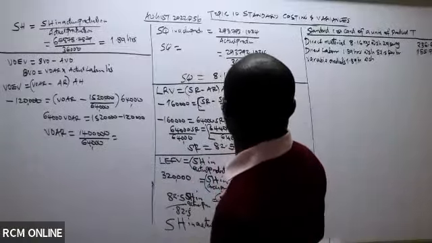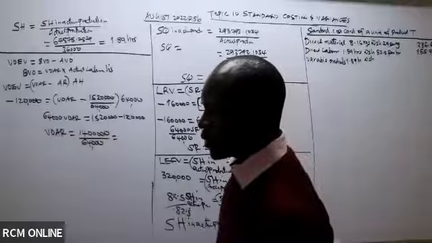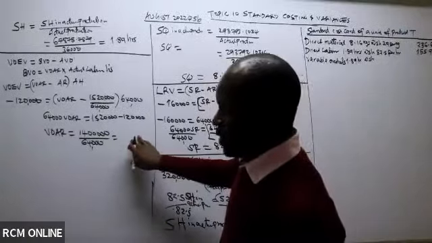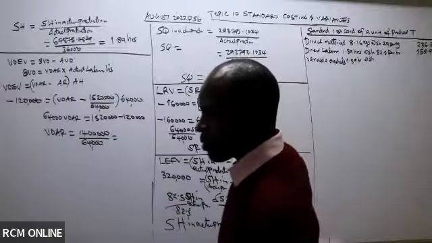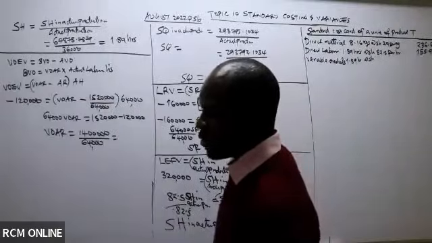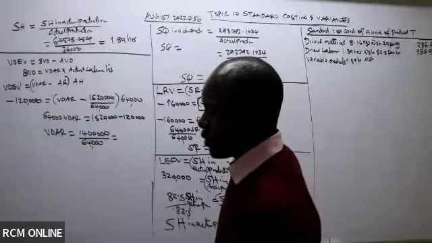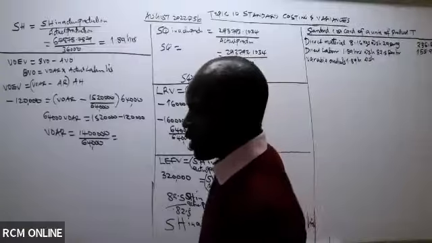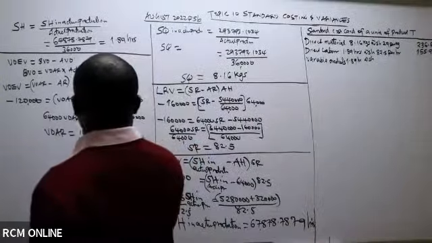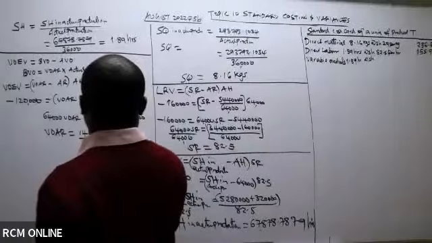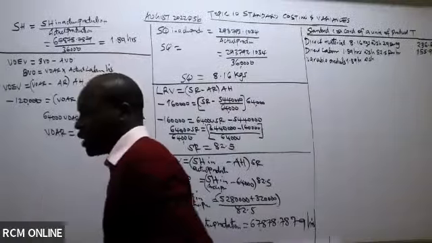We can see, just give me two decimal places. What do you get? Or even, let's try 3. I think that 3 is the best one, 21.875. That is the variable overhead absorption rate.